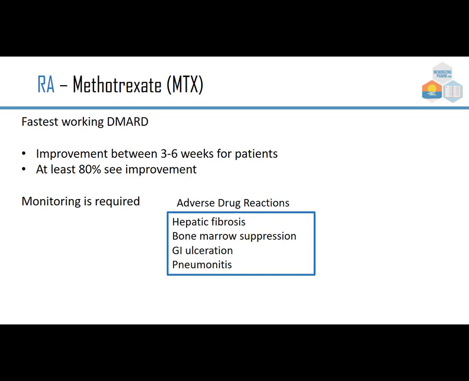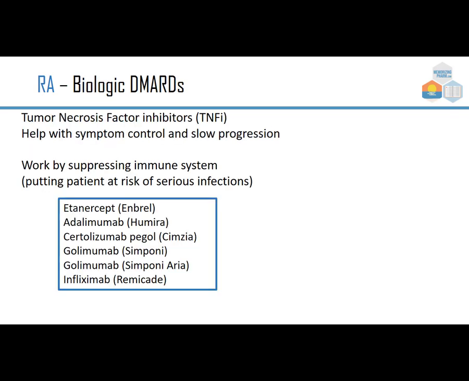Methotrexate is the fastest working DMARD. It improves within 3 to 6 weeks for patients, and at least 80% see improvement. But monitoring is required. Adverse drug reactions include hepatic fibrosis, bone marrow suppression, GI ulceration, and pneumonitis.